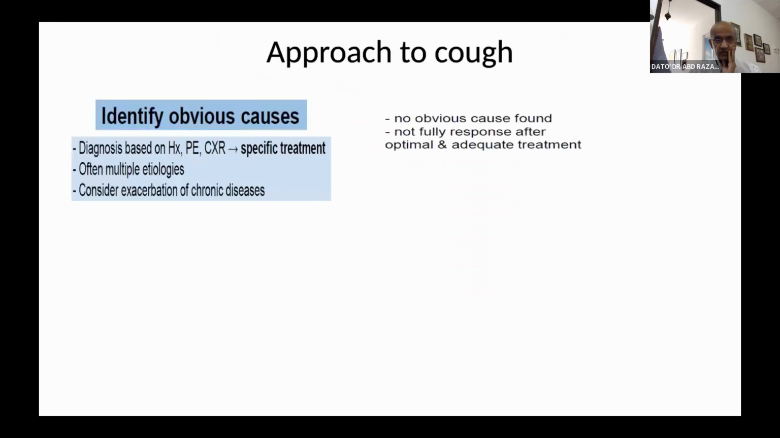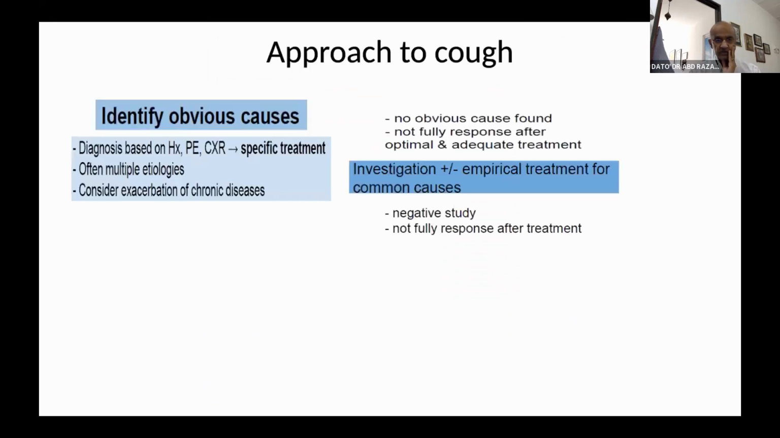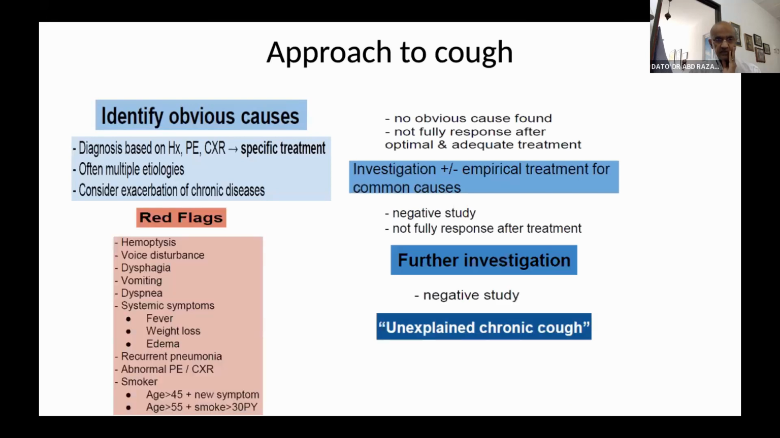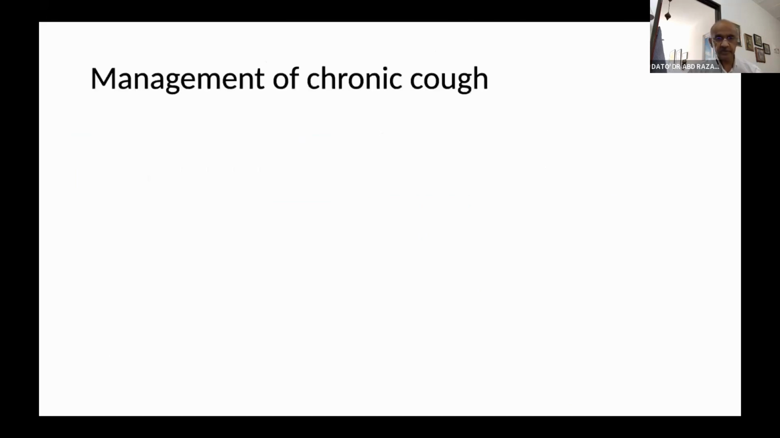I just want to show you something. Red flags. So if any patient with chronic cough has hemoptysis, change in voice, dysphagia, fever, weight loss, and then an abnormal X-ray, please, please, please think of something very bad. So this is what they call red flags. Okay, so when we see all these things in a patient, refer to a specialist, please. Get the X-ray and refer to a specialist.